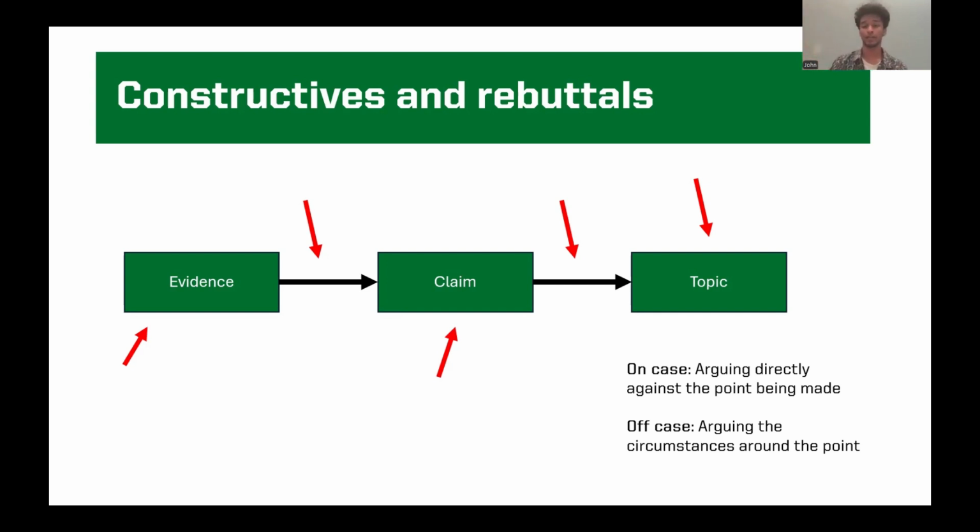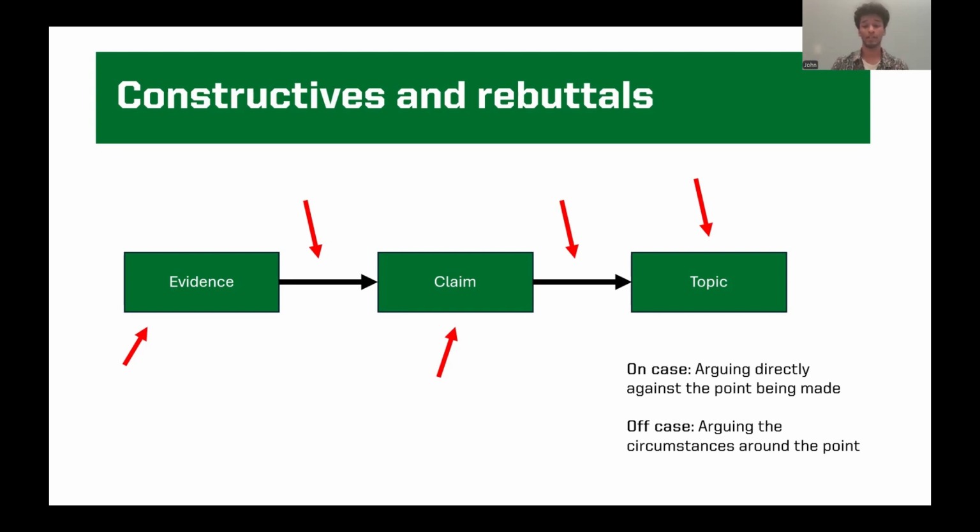An off-case argument in this circumstance would be, my opponent said this, however, their evidence is poor. It's outdated, it comes from a disreputable source, it doesn't account for this specific circumstance. It's not applicable to our situation. If you wanted to attack your opponent's connection from the evidence to the claim, an on-case example would be, their analysis of the data is incorrect. You could say, their evidence says this, however, what their evidence says does not actually support their claim. They have inaccurately analyzed their evidence.